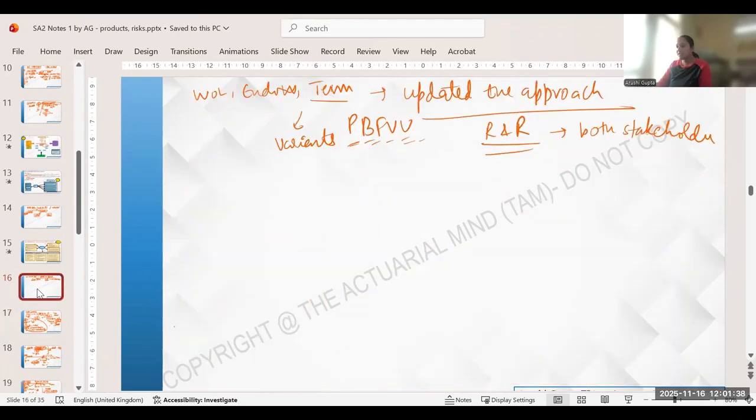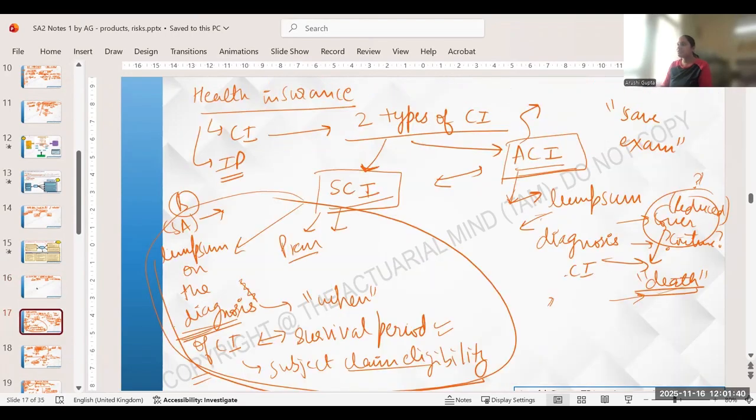So we need to be clear about the difference. When I asked them to explain the SCI, someone said that it covers on diagnosis, not on death. That's a comparative answer. If the question asks you to compare the products, that's what you write. But if I want you to explain the standard product, its story is its own. Now another important thing is whether a survival period is required as a condition to be met.